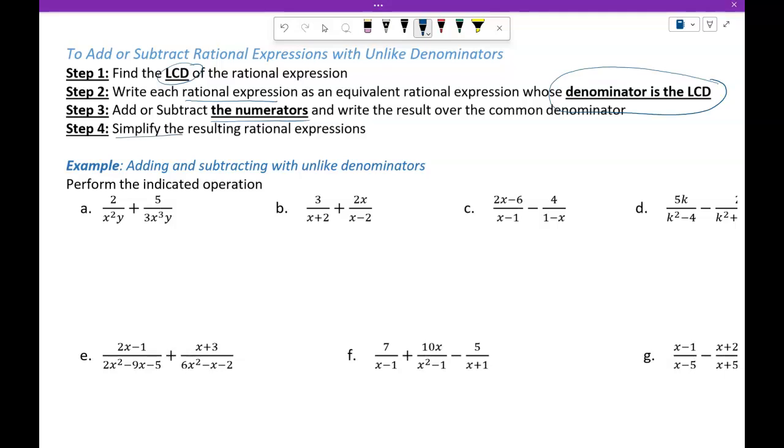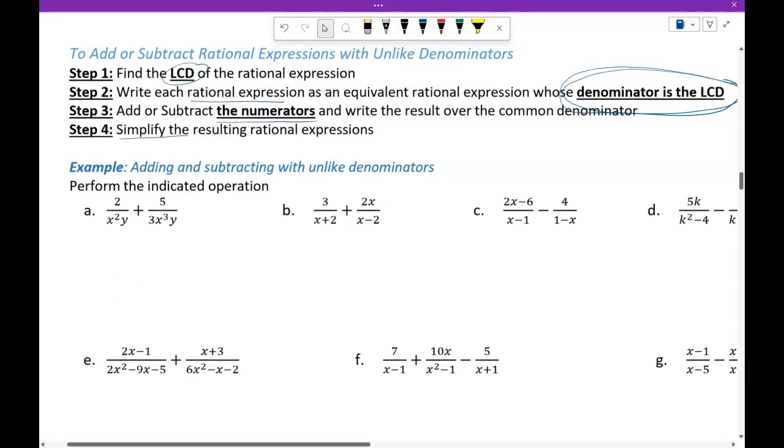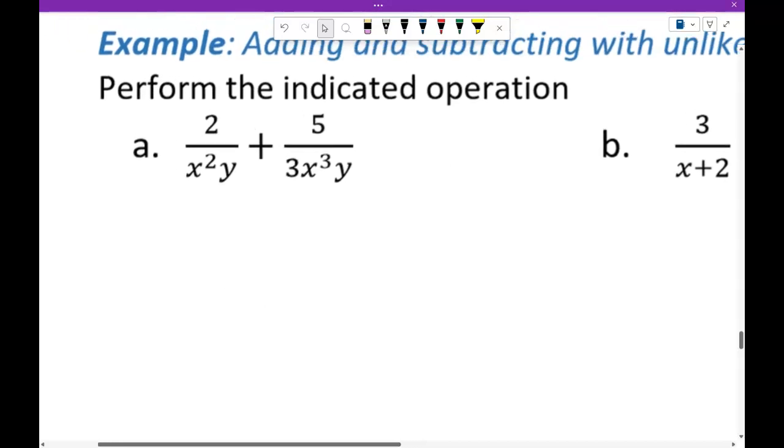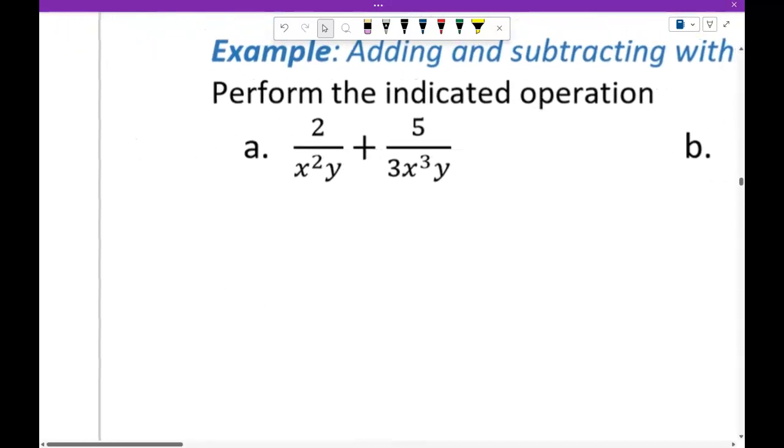Now the key to getting the rational expression to be equivalent with the new common denominator is by multiplying the denominator and the numerator by whatever it's missing from the least common denominator. So let's take a look at some examples. First, we want to find and identify our least common denominator.